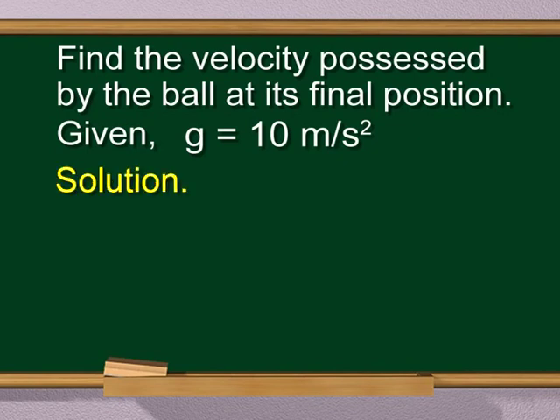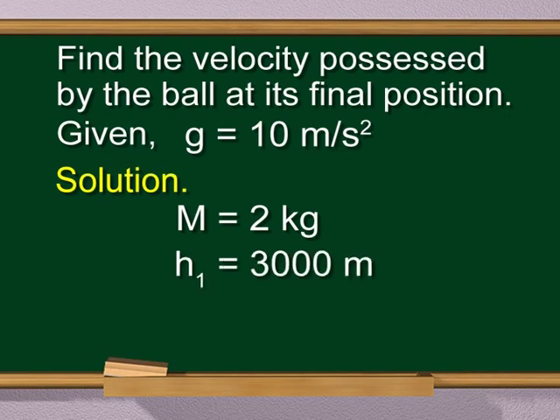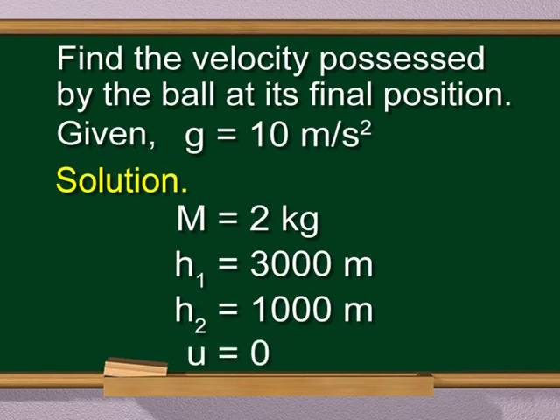Here, mass of the ball m is equal to 2 kilogram. Initial height of the ball h1 is equal to 3000 meter. The final height of the ball h2 is equal to 1000 meter and the initial velocity of the ball u is equal to 0. Let v be the velocity acquired by the ball on attaining the height h2.